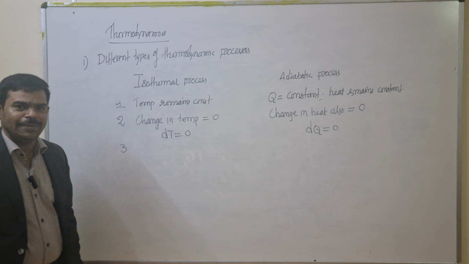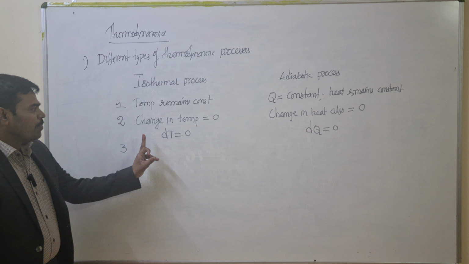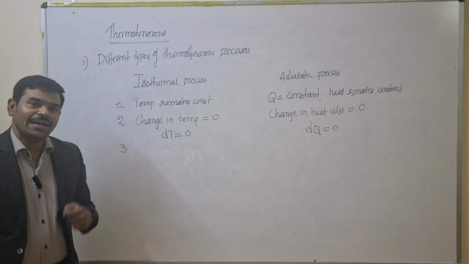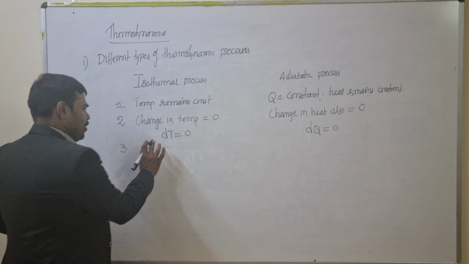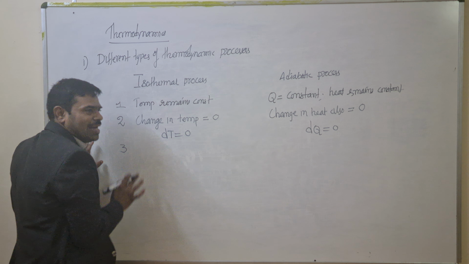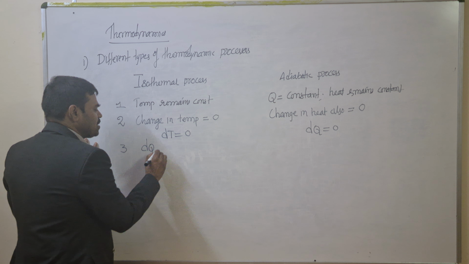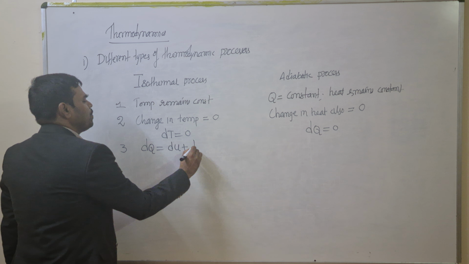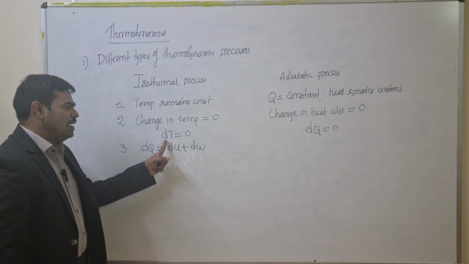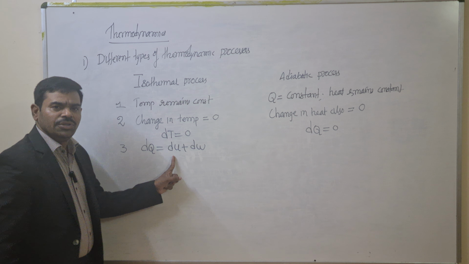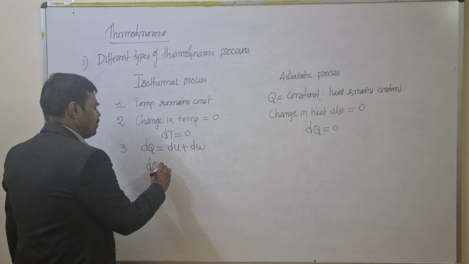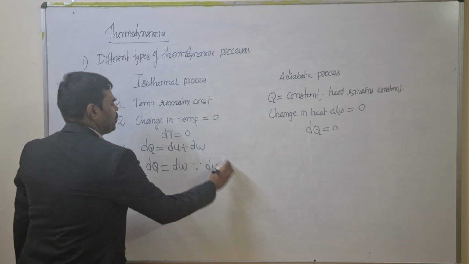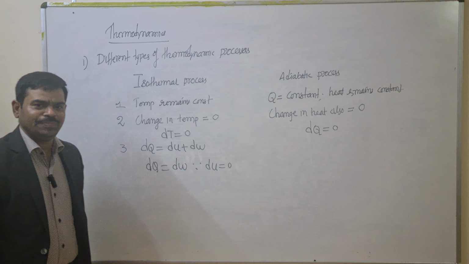Coming to the third point. Change in temperature 0 means change in internal energy also 0. If we apply this to the first law of thermodynamics, we can say that dq is equal to dU plus dW. When dT is 0, then dU is also equal to 0. So dq is equal to dW, since dU is equal to 0 when dT is equal to 0.